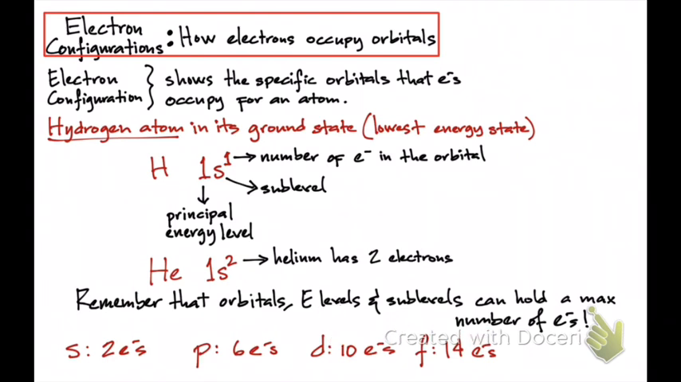And so whenever you're writing the electron configuration, again, you put the number of electrons as a superscript or an exponent. So here, if you have a maximum of 2 electrons, you would put S to the second power, or S2, and then P6, D10, F14.